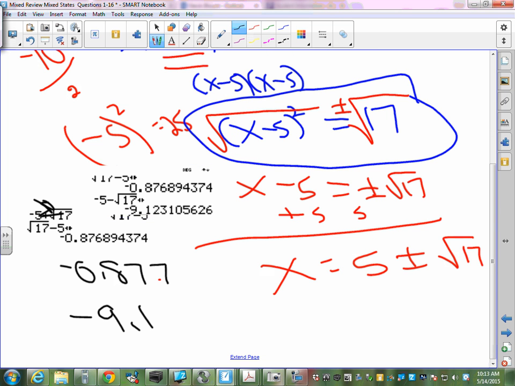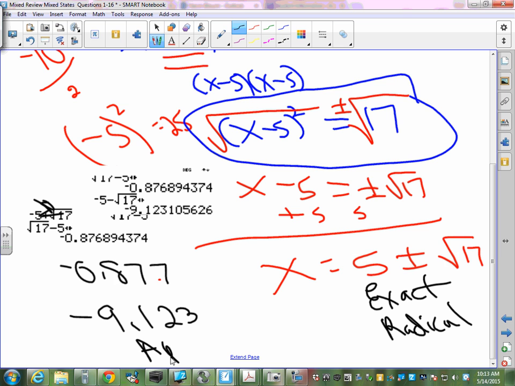Make sure that you can get these answers, both in exact form, which is also called simplest radical form, and approximate form. This is called approximate because we approximated to the nearest thousandth.